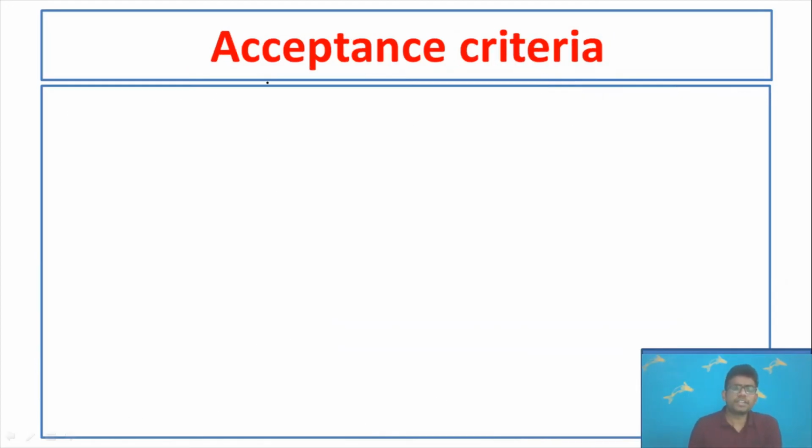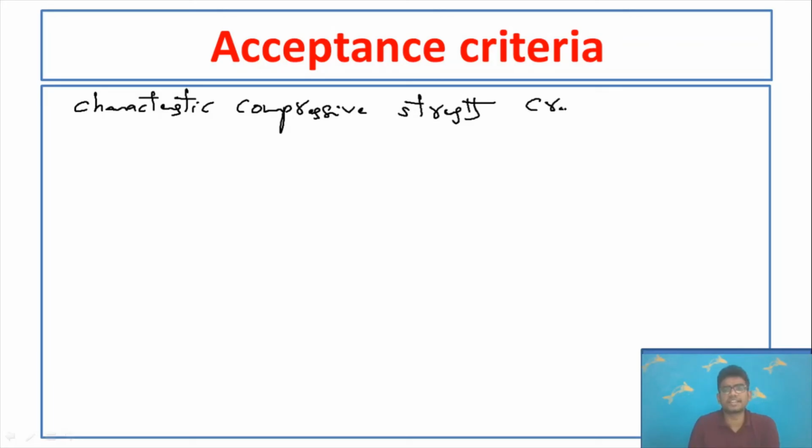So once after doing the testing in the field, we have to know whether we should accept the sample or whether we should not accept the sample. So for that purpose, the IS code is suggesting the characteristic compressive strength criteria. To check this characteristic compressive strength criteria, we have to take minimum 4 samples.